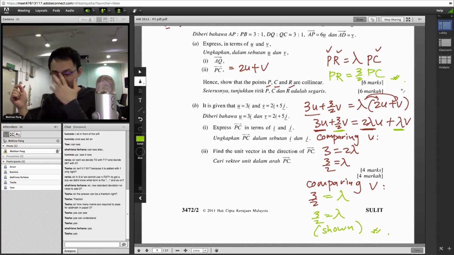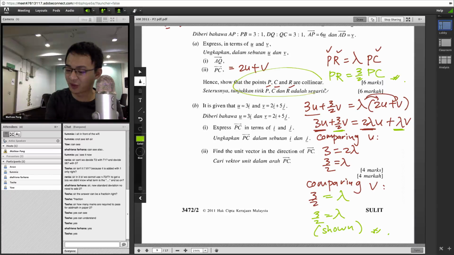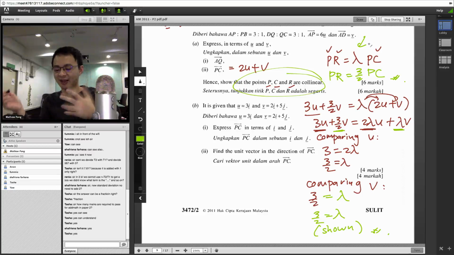Alright, can you understand how to do the collinear part of the question? You always need to substitute the lambda, or you can substitute k, you can substitute any constant value by yourself. But in vectors, we always use lambda to represent it. I hope you understand that.